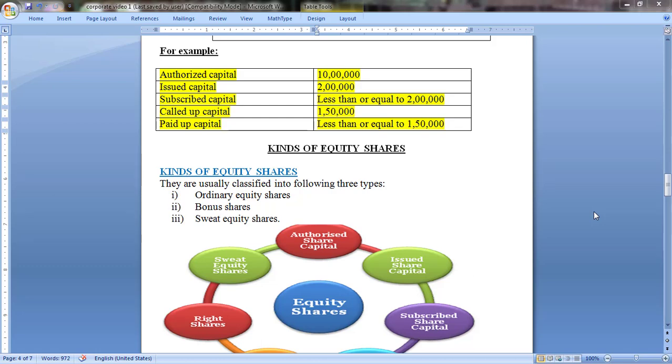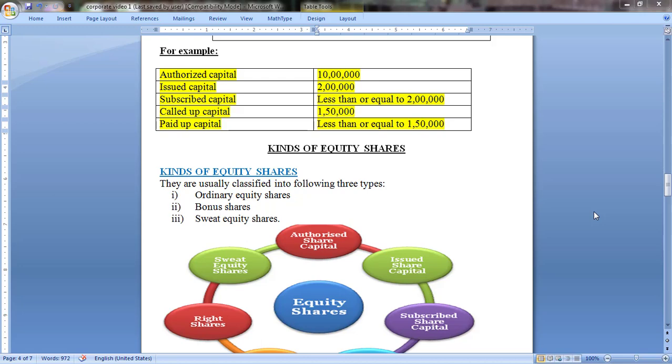Let us take it as 2 lakhs as subscribed capital. Next one is called up capital. Called up capital is the part of subscribed capital which is called up by the company, asking the shareholders to pay for it. Here it is stated as 1,50,000. The amount which is not called up is called uncalled. So out of 2 lakhs, 1,50,000 is called up and the remaining 50,000 is uncalled.